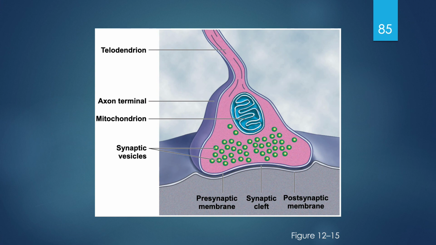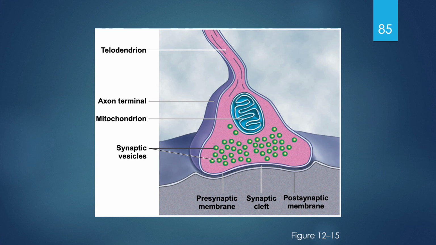Figure 12-15 in your text shows you what a typical chemical synapse looks like. So starting down at the bottom, that broad gray area is going to be our distal cell. So this is the one that's going to be receiving the message and the action potential. So at the bottom, we have the postsynaptic membrane that is covering the postsynaptic neuron. The space in between them is the synaptic cleft.